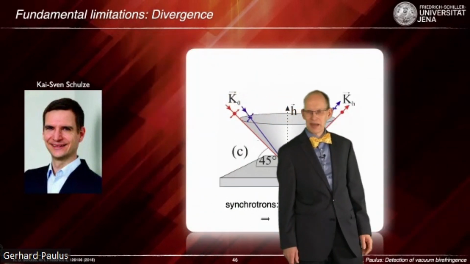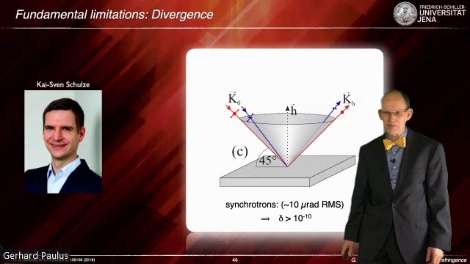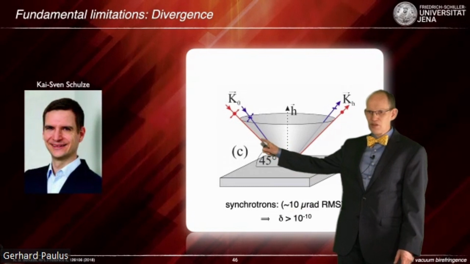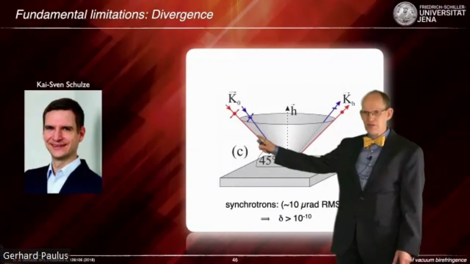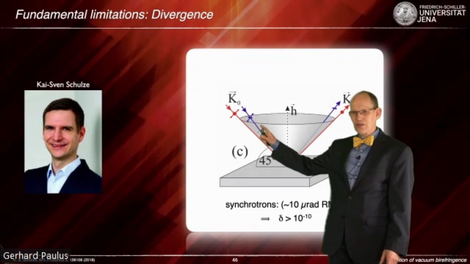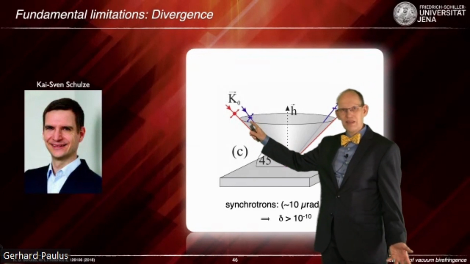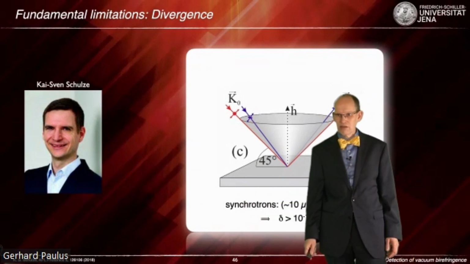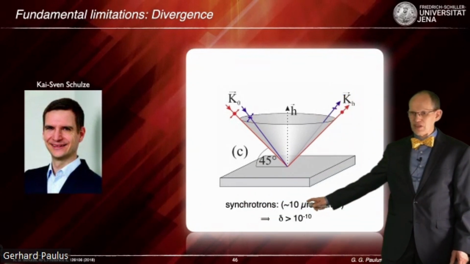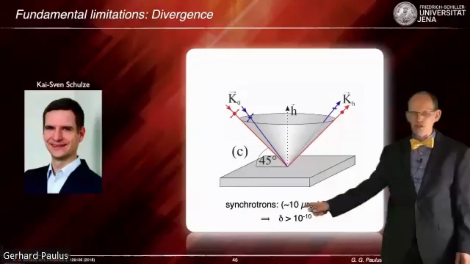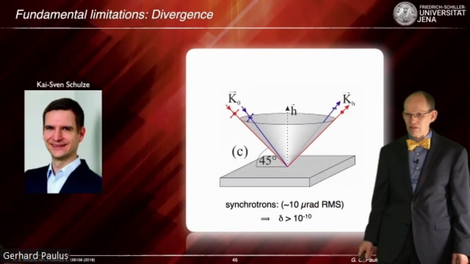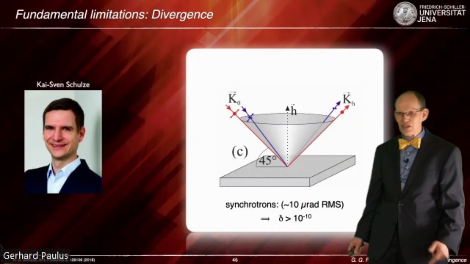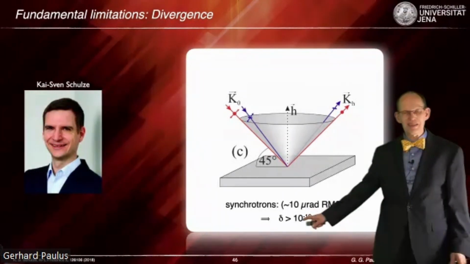So the other fundamental limit is actually the divergence of the X-ray beam, because if you have a divergent beam, then the beam consists of different k vectors, and of course they have slightly different polarization, just for geometrical reasons. And for synchrotrons, the divergence is typically 10 microradians, and just this limits the polarization purity to the level of 10 to the minus 10.